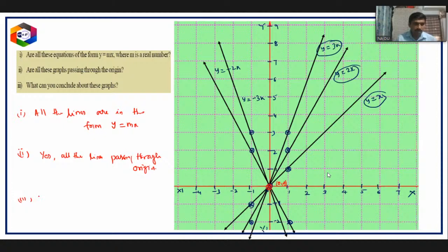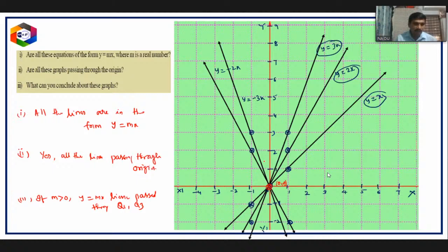So that is, if m is greater than 0, y is equal to mx lines pass through Q1 and Q3. Observe that this is 2x, 3x, x, all are positive. So all are passing through quadrants 1 and 3. As we know, every line passes through the origin, but if m is positive, those lines pass through Q1 and Q3.